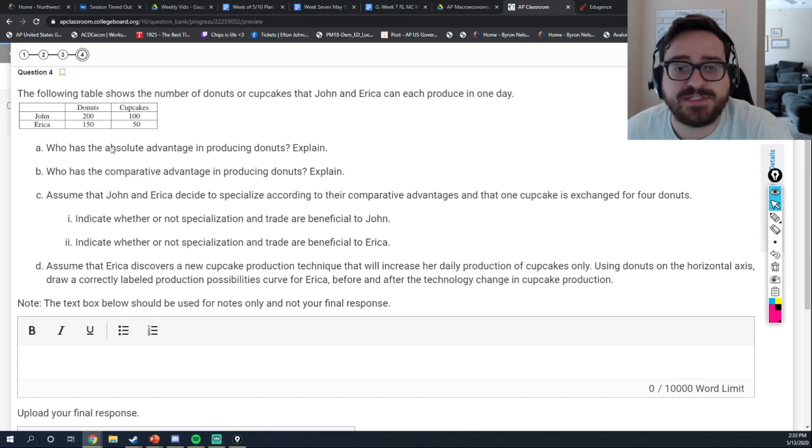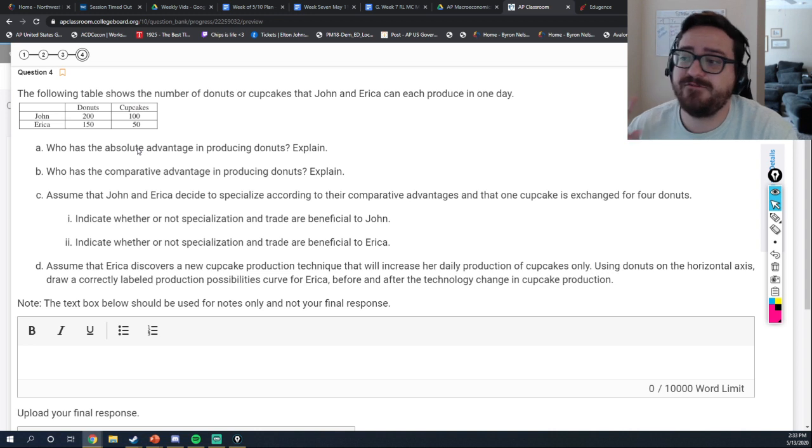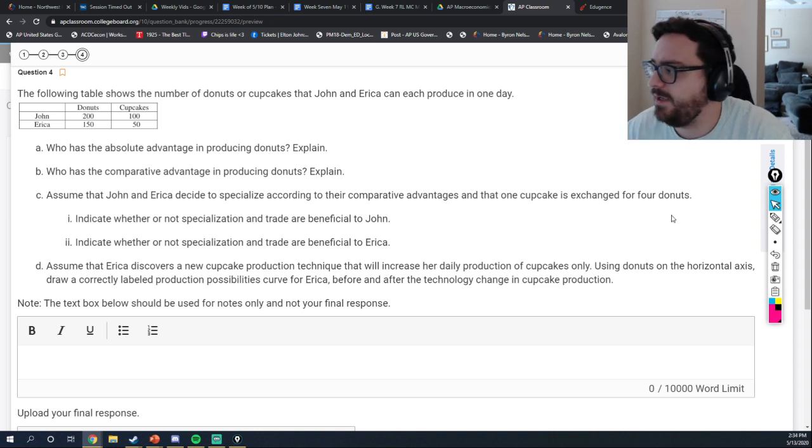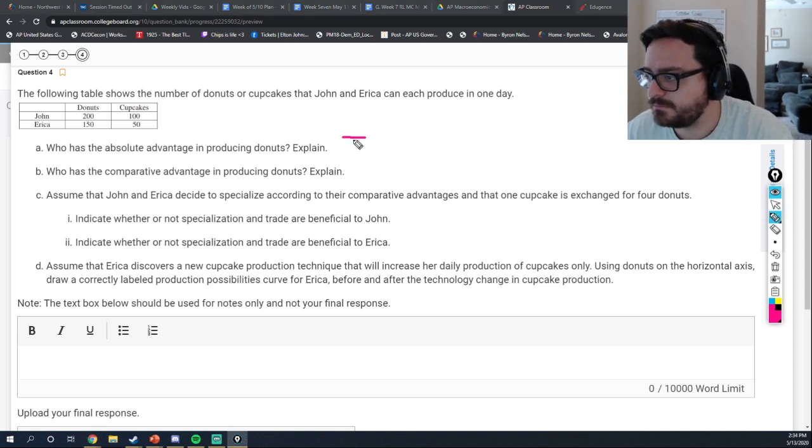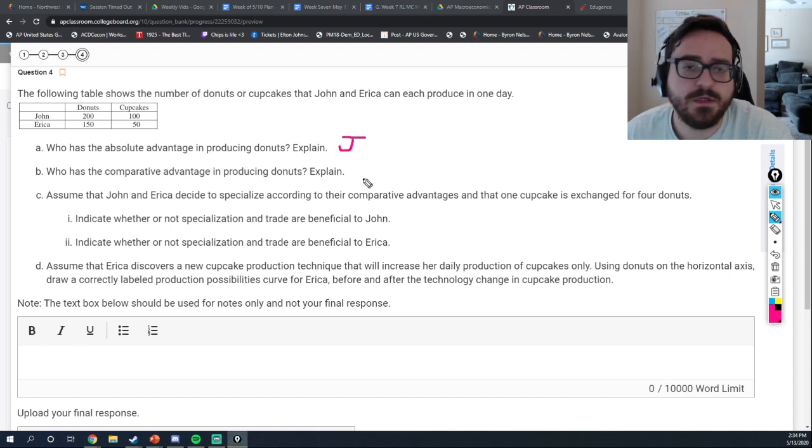And what I just described was absolute advantage. Absolute advantage is who can make the most given the same resources. If I give both of them a day, who can make the most donuts? John. And your explanation would be, because if I gave them both the same amount of time and resources, John would be able to produce more.